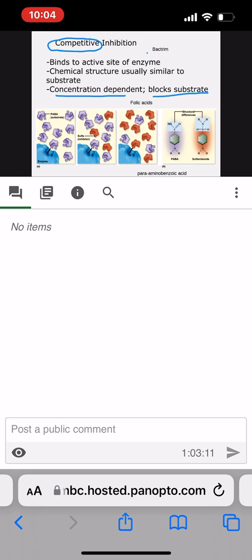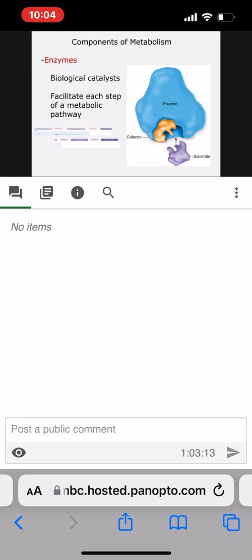I'm going to go all the way back to the structure of the enzyme, and I neglected to talk about this. Here's where I went ahead too fast. I want to talk about this guy here, cofactor. So substrate binds to the active site. The enzyme has amino acids in here that interact with the substrate.